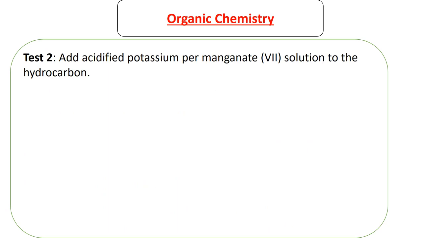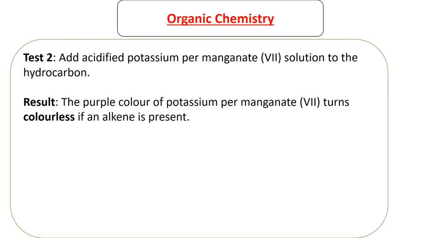The second test is you add acidified potassium permanganate 7 solution to the hydrocarbon. So when you do that, something is going to happen. If the purple color of potassium permanganate turns colorless, then an alkene is present. But if it does not turn colorless, then there is no alkene, there is an alkane.